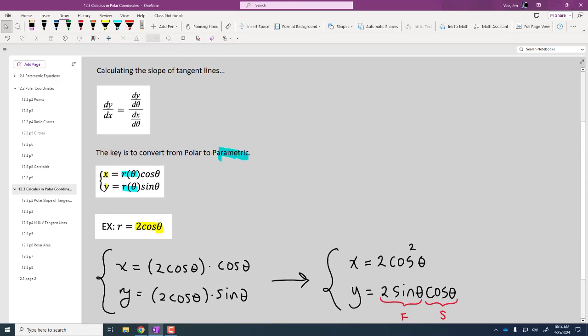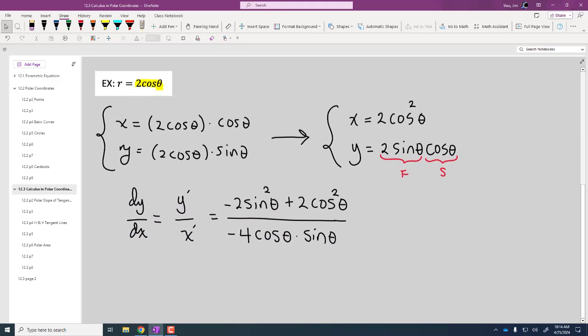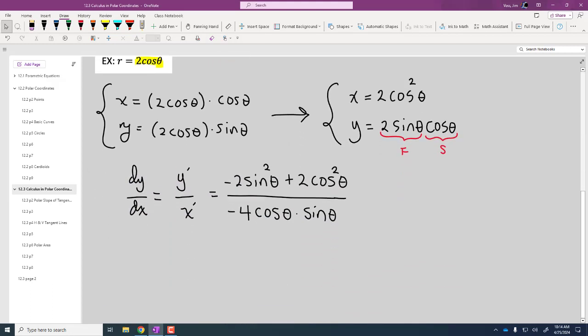But that's it. That's how we do it. So y prime over x prime. How do you get y and x? You take your polar function and multiply it by cosine. Take your polar function, multiply it by sine. So that's our strategy. And again, if you wanted to, you could recognize that these actually are both double angle identities, but you don't have to. It's just another place to go wrong.